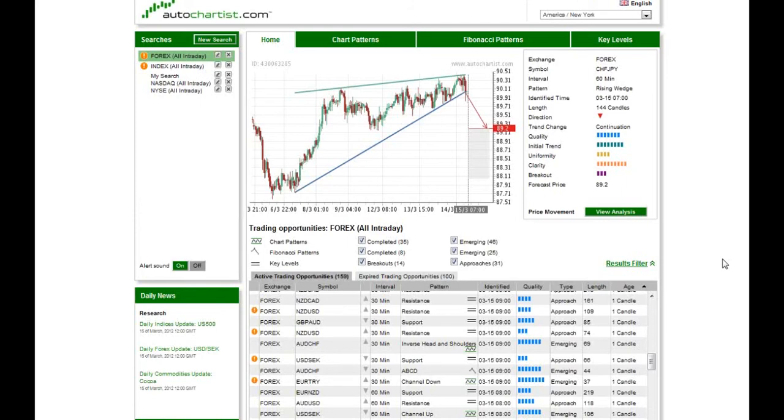We have actually found that there are a lot of breakouts through support or resistance during news releases. But in essence, Autochartist just looks at the price graph.